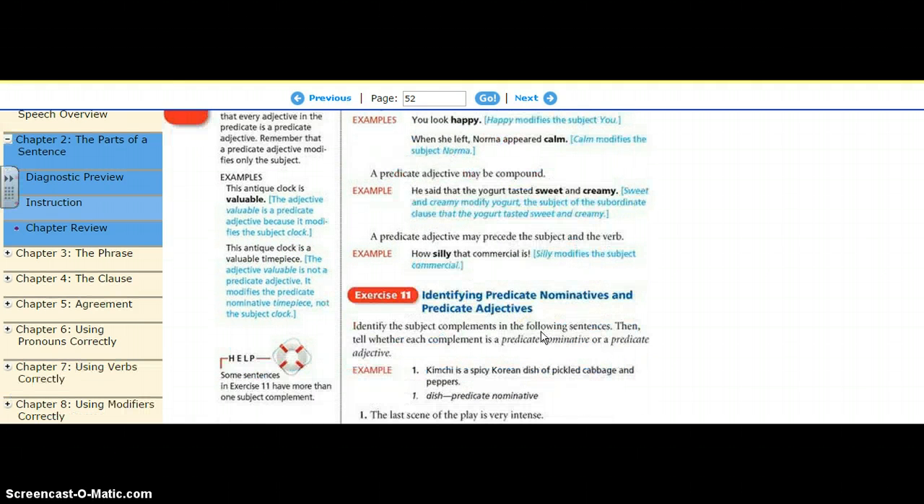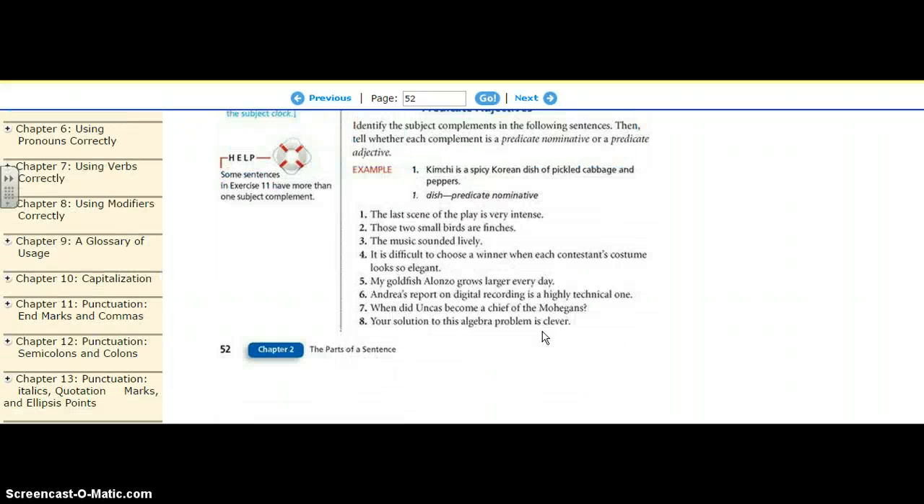You will do exercise 11. The evens, 2, 4, 6, 8, and 10. Identify the subject complements in the following sentences, and then tell whether each complement is a predicate nominative or predicate adjective. If you are struggling, look backwards on the last 2 pages to help you complete this task. Good luck.